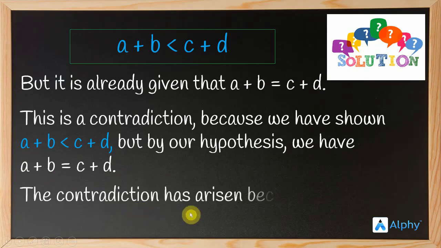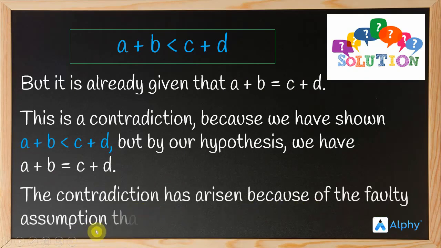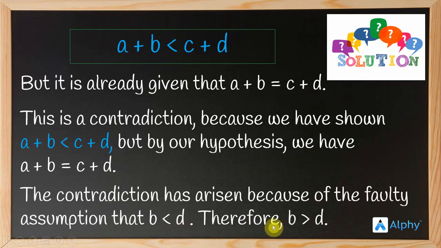The contradiction has arisen because of the faulty assumption that B is less than D. Therefore, B is greater than D. So now this is a contradiction which we have here with us, this particular statement, as you can see, and this contradiction has arisen because we have wrongly assumed B to be less than D, and therefore it proves that B should be greater than D because this is definitely not true, and hence we have proved the given statement. So this was it for this particular question.